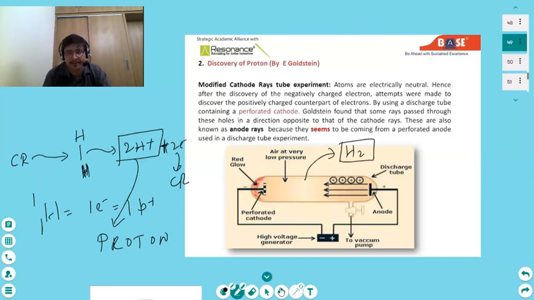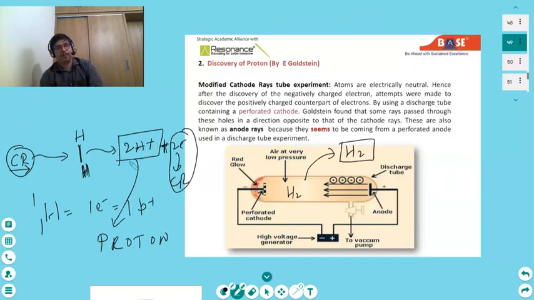Again, understand. He used a cathode ray tube, and cathode ray was there. That cathode ray has mass and charge and moves at high speed in a straight line. When it comes in contact with the gas filled inside, hydrogen gas at low pressure, the bond breaks and an electron is knocked out. This electron becomes part of the cathode ray because cathode ray itself is electron. And the H plus produced is known as proton. I have told you in acid base also that H plus is proton. So this he has discovered.